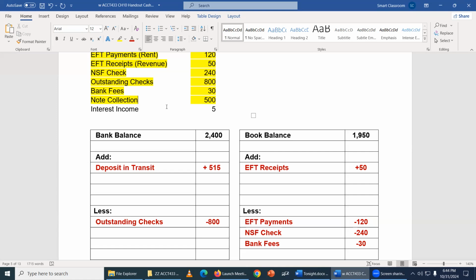Now, when are we going to learn that they collected it? Probably the bank statement. So where are we going to put it? Book balance, we're going to put it in here, and it's a plus, right? They collected our note. So note collection, 500.